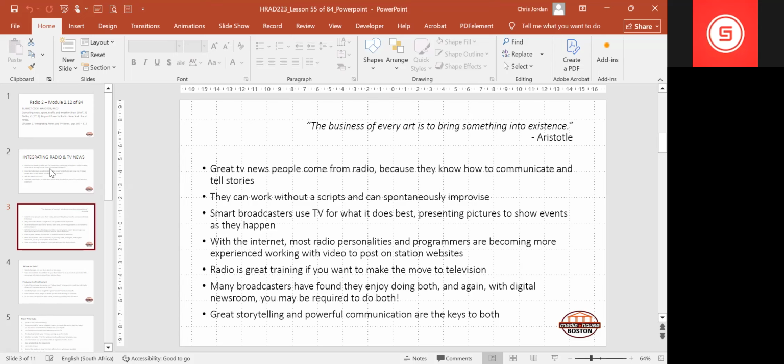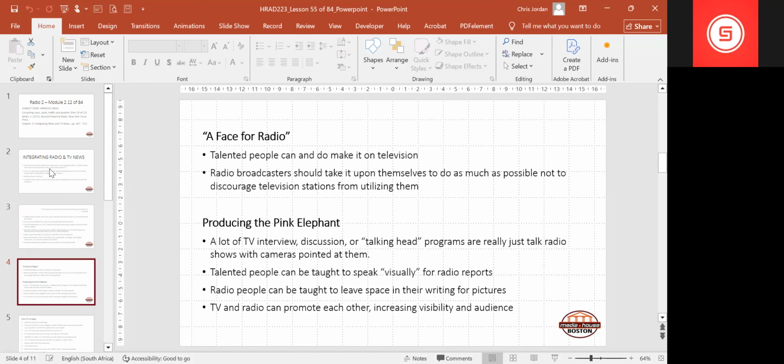Both radio and in front of the camera, in front of the mic, right? So many broadcasters have found that they enjoy doing both, as I just said. And again, with digital newsrooms, you may be required to do both. You have no choice. Great storytelling and powerful communication is definitely, it goes without saying, the key to both.